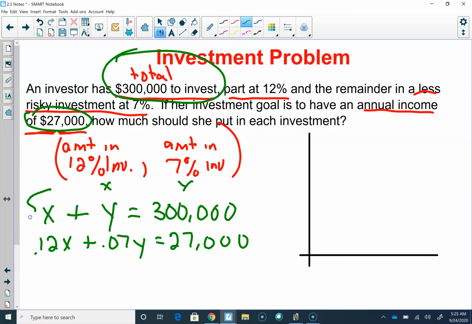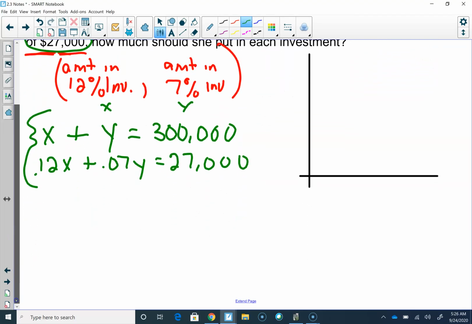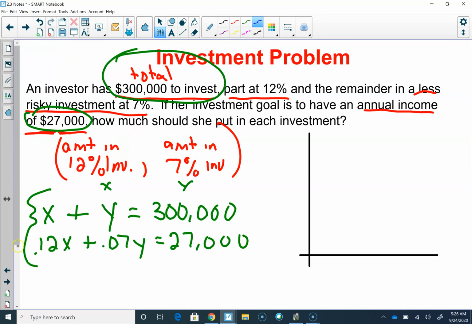So here's my two equations, two unknowns. And again, remember, we're not going to follow the book on these. We're going to solve these through our graphing calculator, which you will probably appreciate.